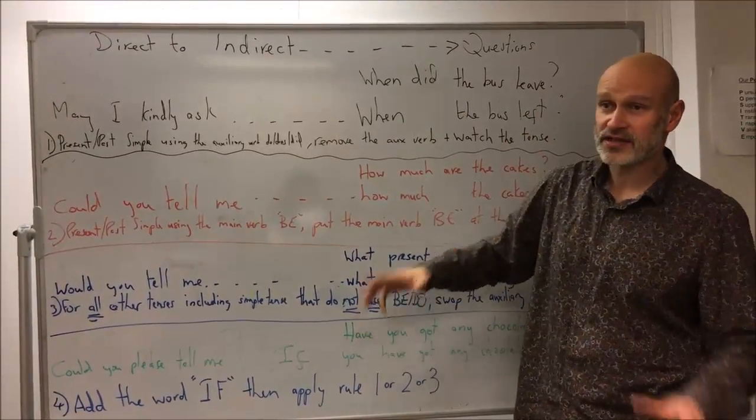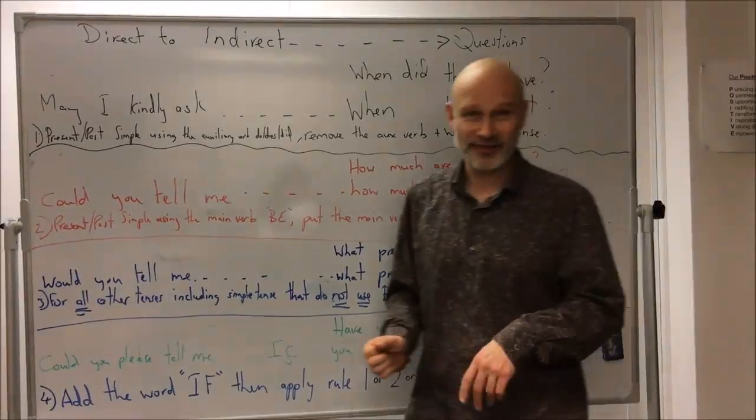Three rules and a bit at the end. Those are all the rules you need for direct to indirect questions.